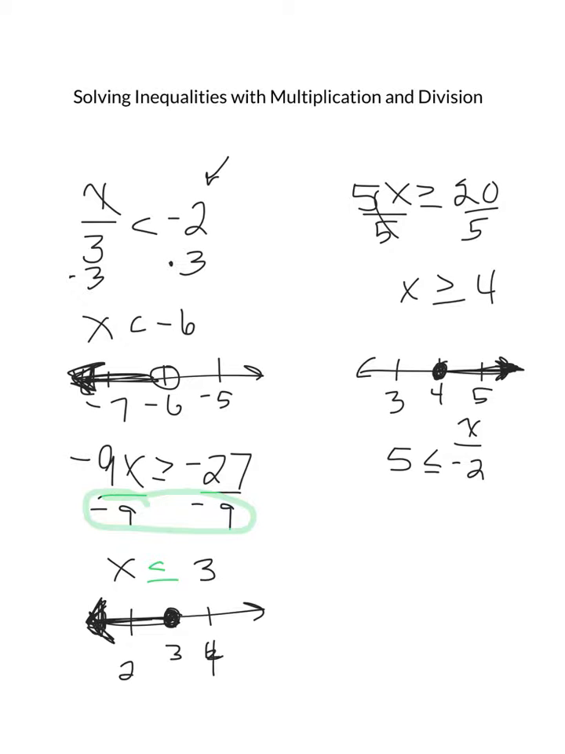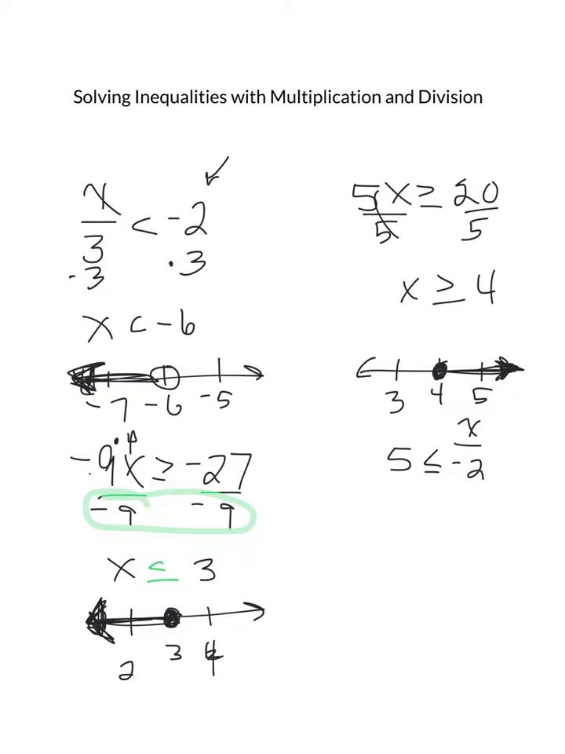So if you put the number 2 in here, negative 9 times 2 is negative 18. So negative 18 greater than or equal to negative 27, that is correct. If I would have shaded over the 4, and I would have said, okay, let me check and see if 4 works. So negative 9 times 4 is negative 36. Negative 36 is not greater than negative 27. So I know I shaded the right way.